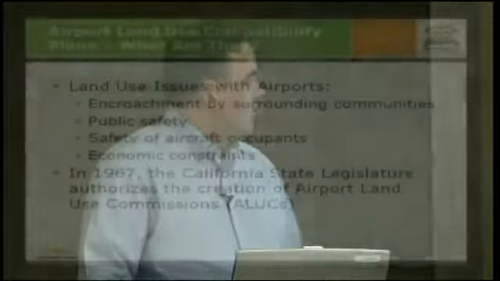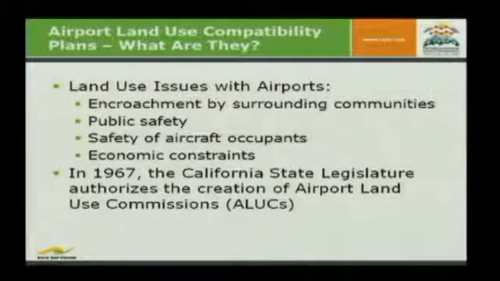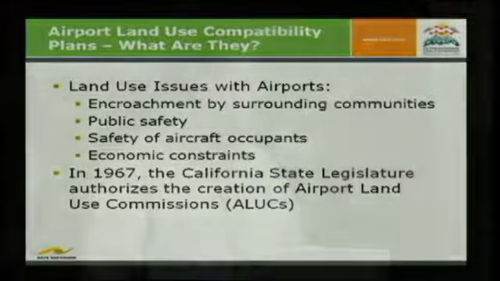First, ALUCPs deal with the determination of compatible land use in communities surrounding airports. Some of the primary issues are encroachment by surrounding communities, which leads to development that's incompatible with airport operations. And this increases danger to the public and to buildings within the areas around the airports. It also puts at risk the safety of aircraft occupants, because if you're going to crash into a building, it's obviously going to cause you a lot more pain than crashing into an open field.